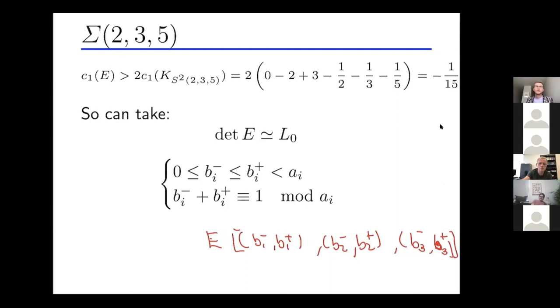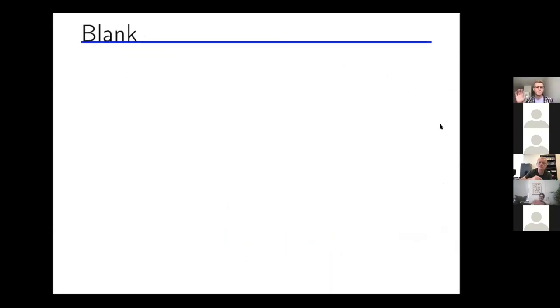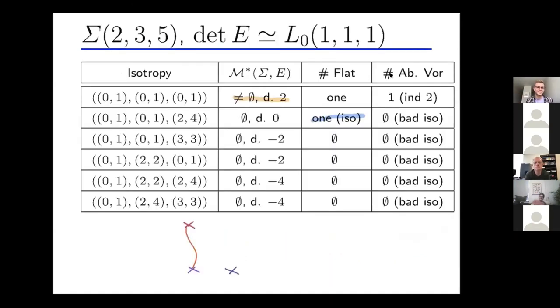And again, you just do a huge table. This is what I did. You have six cases to look at. These are all the possible isotropies that work for these U2 bundles, and you just start looking at what happens in every single case. For this isotropy, the expected dimension of the moduli space of SO3 vortices is 2. So it becomes 1 after you take the quotient by the S1 action. There's a unique projectively flat connection supported in this U2 bundle, and there's a unique abelian vortex supported in this U2 bundle.